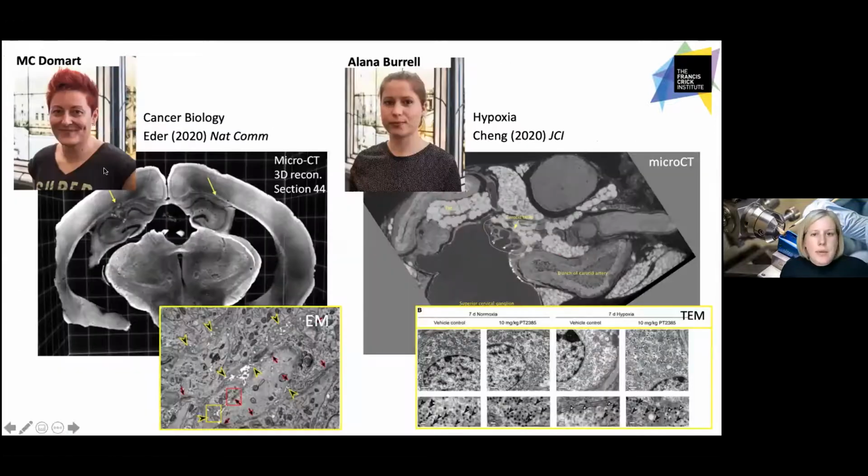And that's just what MC and Alana have been doing, and actually many people in the lab are incorporating micro CT steps into their work. So MC is finding putative ependymoma tumors in mouse brain to then target them to look at hallmarks of cancer. And Alana is finding these fiddly little carotid bodies so that she can cut sections and look for secretory granules, investigating the regulation of hypoxia.